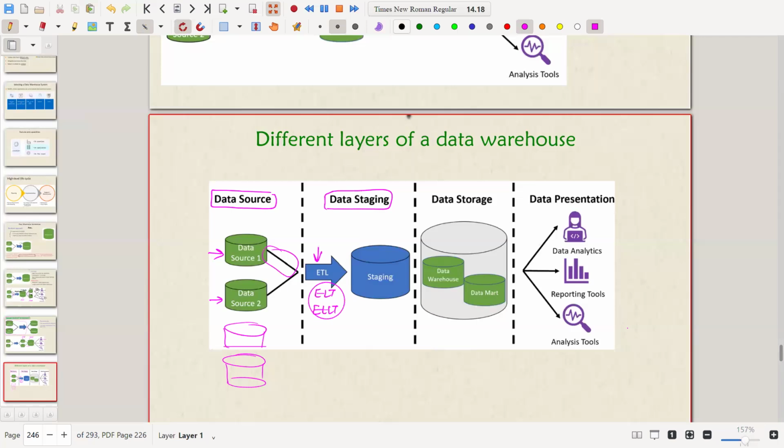Just to give you an example, let it be ETL. So extract, transform, and load, and then you are staging your data here. Therefore, this is known as a data staging layer. After that, it goes to this data storage layer. This is one of the most important layers.